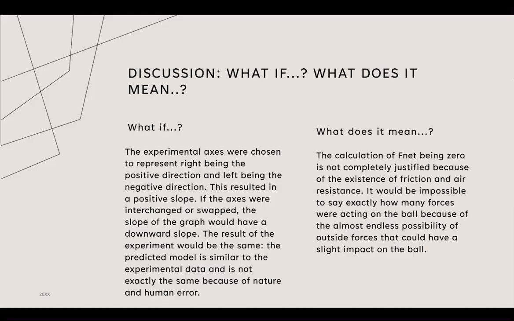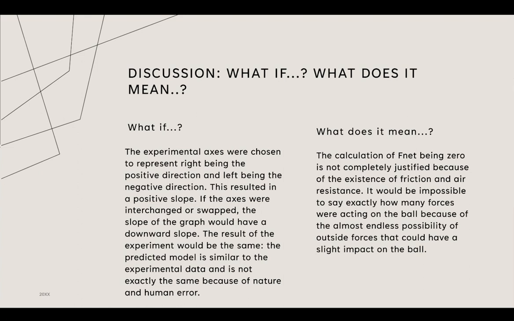So, to discuss, the experimental axes were chosen to represent right being the positive direction and left being the negative direction. This resulted in a positive slope. If the axes were swapped or interchanged, the slope of the graph would have a downward slope. The result of the experiment would be the same.